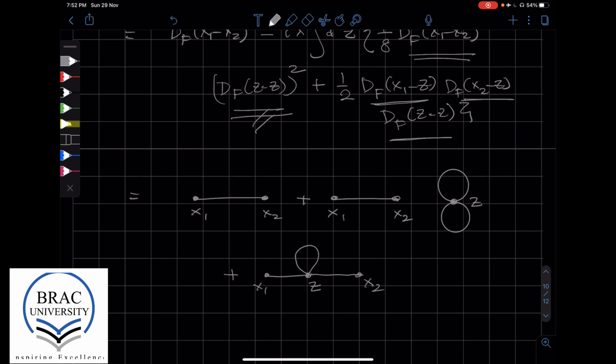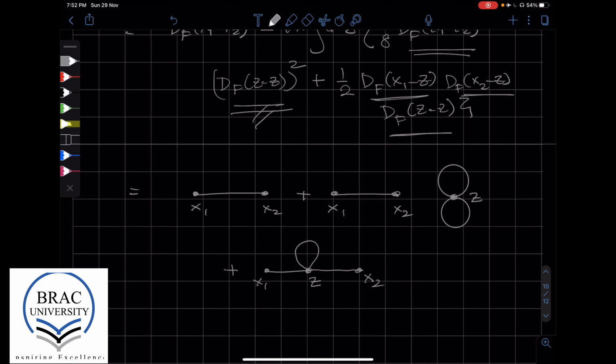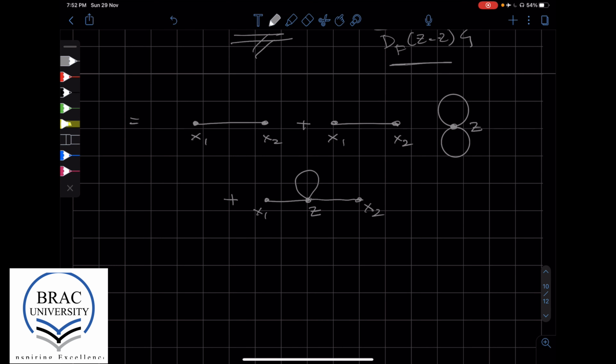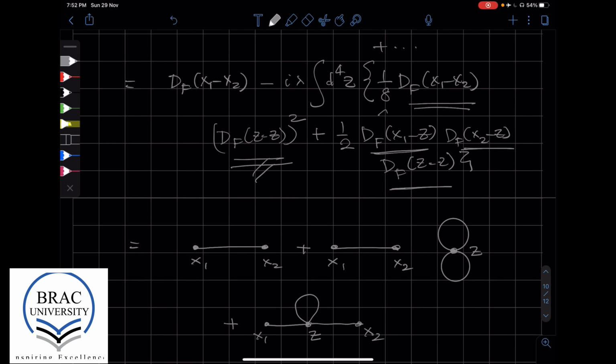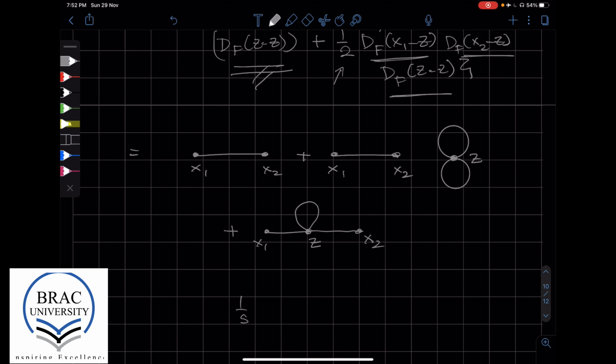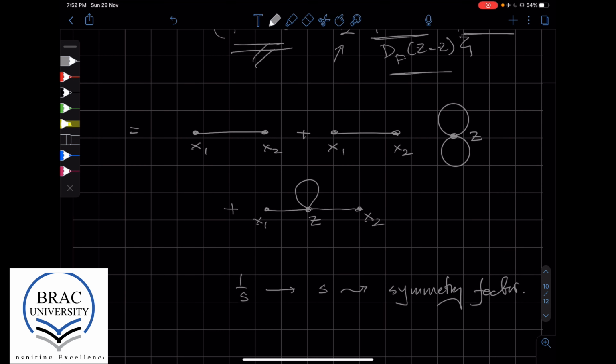Now we see that each of these terms has a numerical factor of the form 1 over s. So for example, this guy has 1 over 8, this guy has half. So this 1 over s, the number s, is called a symmetry factor. And the symmetry factor can be calculated from the diagram.